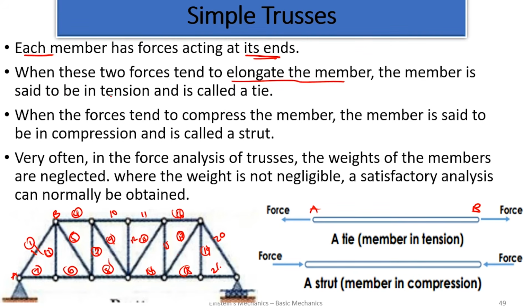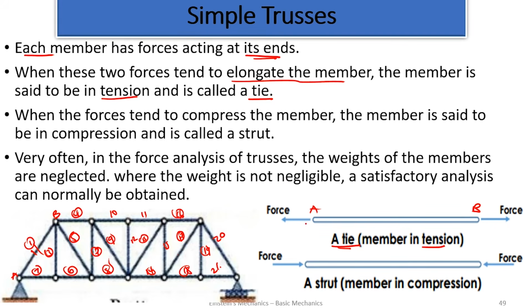Okay. When these two forces tend to elongate the member, the member is said to be in tension and it is called a tie. So anytime I make analysis of a member and I see that the forces are elongating the member, then the member is said to be in what? Tension. And that state of the member is called a tie. Are we good? So, objectives: forces that tend to elongate members of a truss, that member is said to be what? A tie.